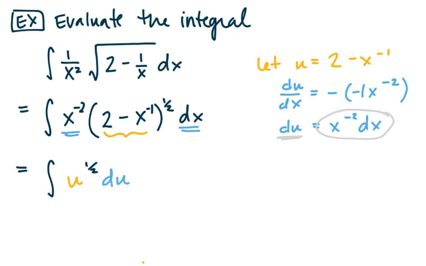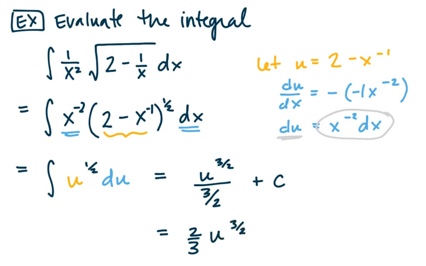So again, this is a very easy integration. In this case, adding 1 to 1/2, that gives me u to the 3/2 divided by 3/2 plus c. So again, that's the same as 2/3. Dividing by 3/2 is the same as multiplying by the reciprocal. Plus c. So almost done.